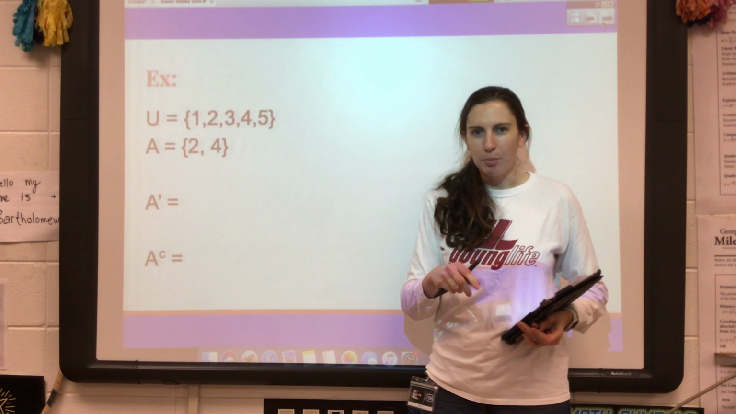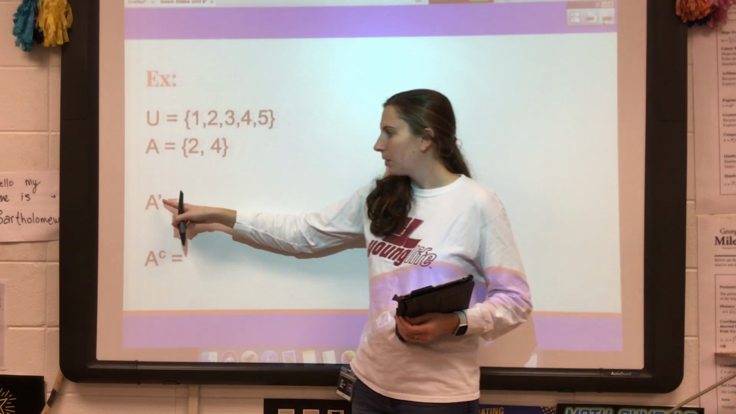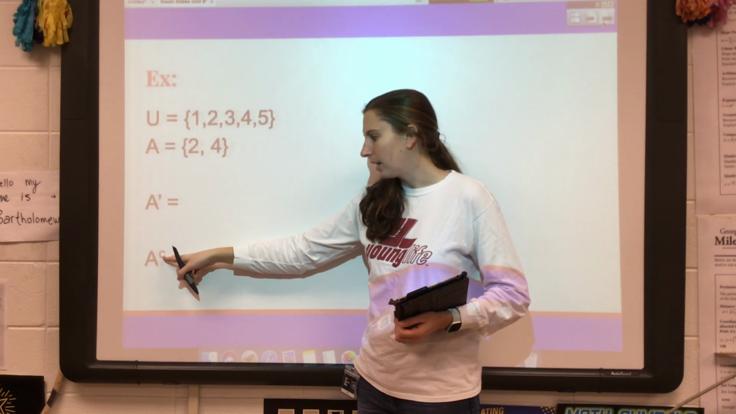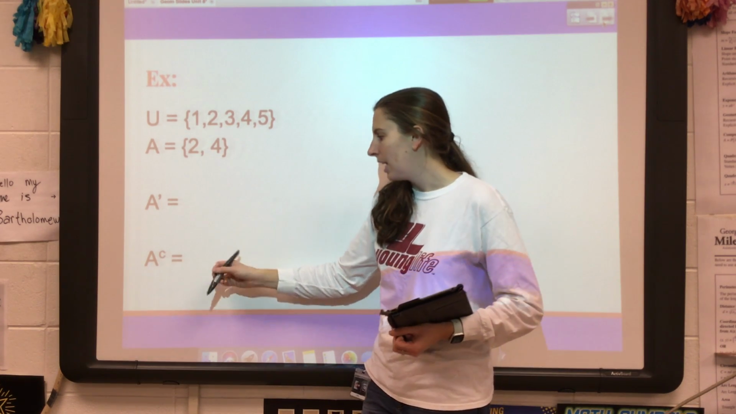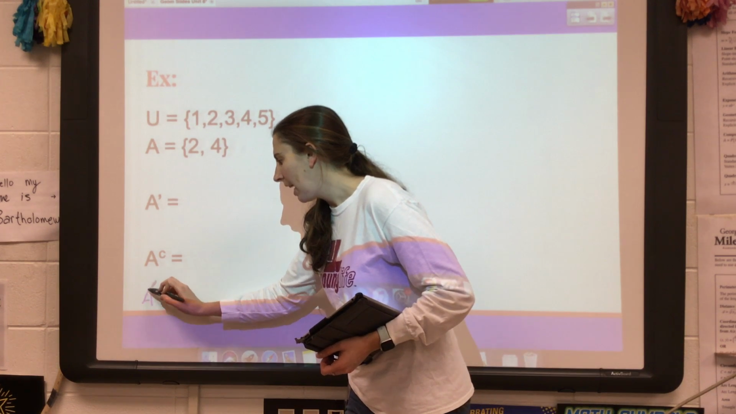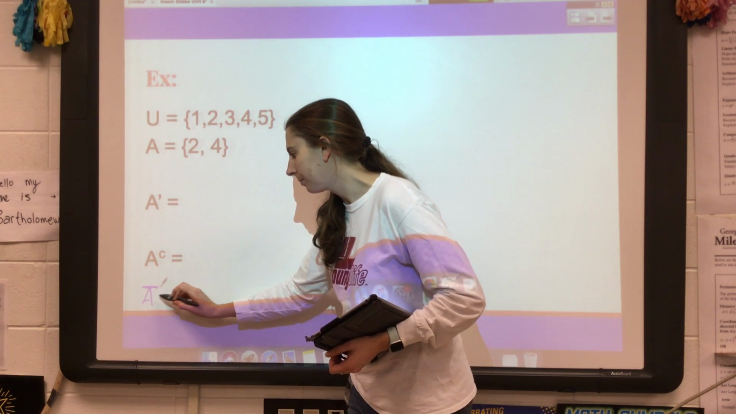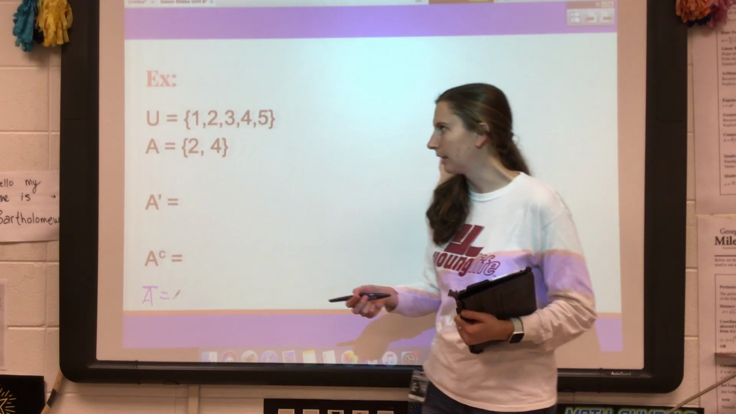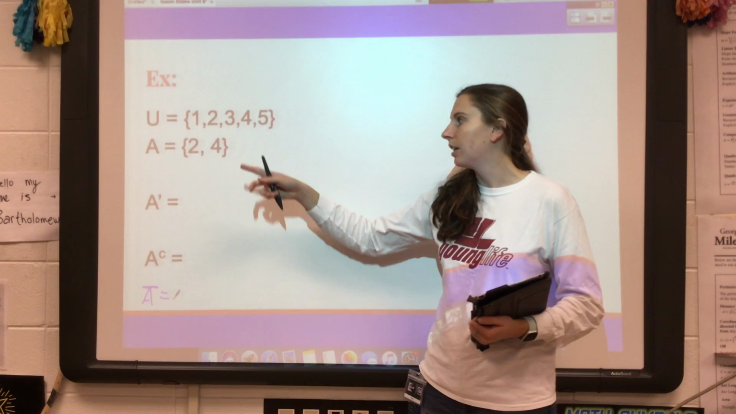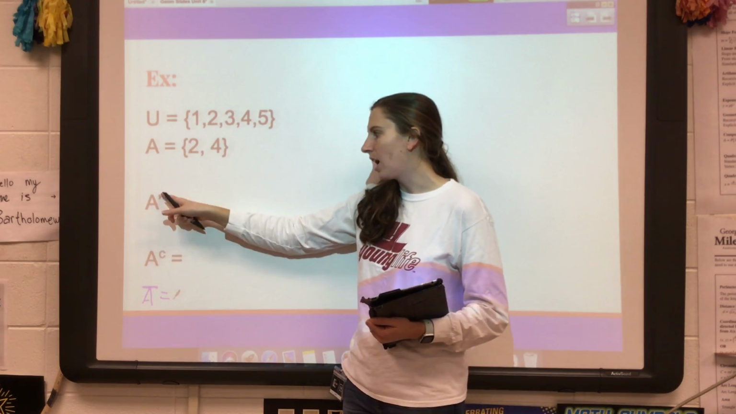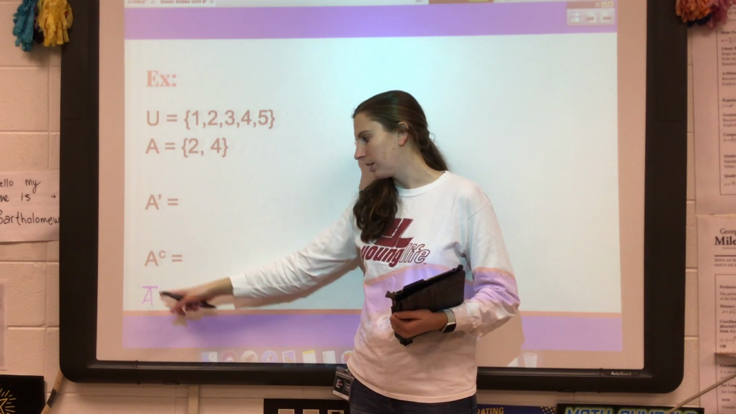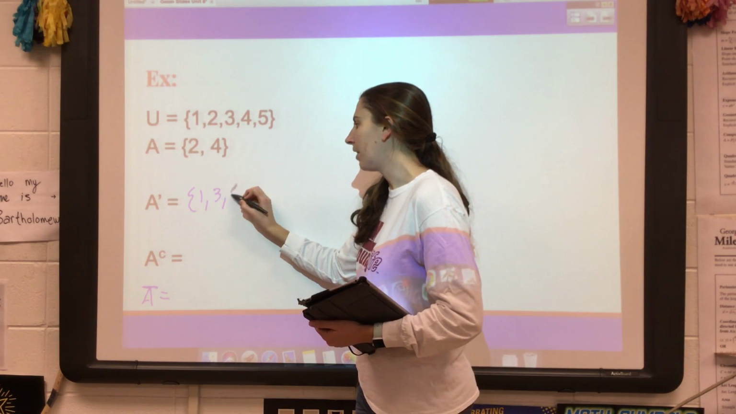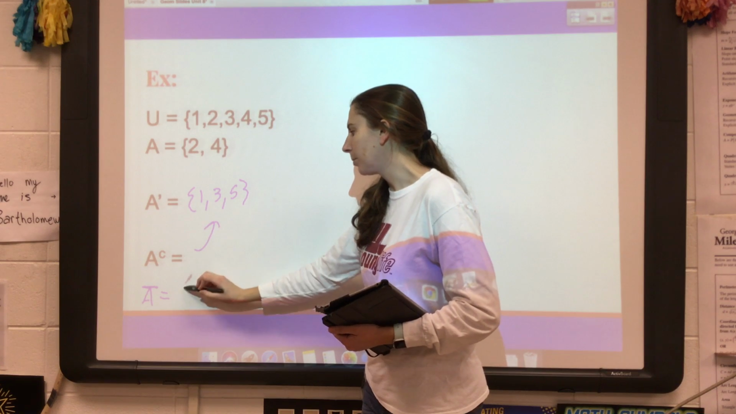We denote this with a couple different symbols. Sometimes we use a little apostrophe. Sometimes we write a little C for complement. And sometimes we even do a bar. All 3 of these symbols mean the same thing, unfortunately. They all mean the complement of set A. Basically, what is not A? What's not in A? So in this case, that would be 1, 3, and 5, and all of those things mean the same thing.